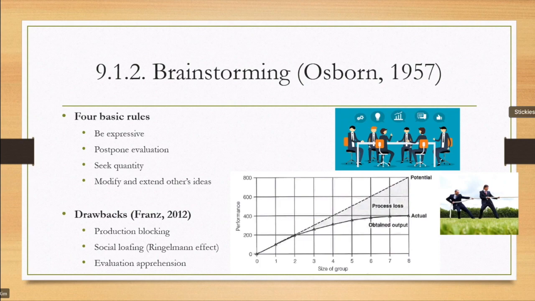So 4 basic rules for brainstorming: be expressive and postpone evaluation and seek quantity, which means postpone evaluation basically means don't interrupt the person when the person is saying something, but then evaluate all the alternatives at the end, and modify and extend other ideas. And that's basically it. The drawbacks.